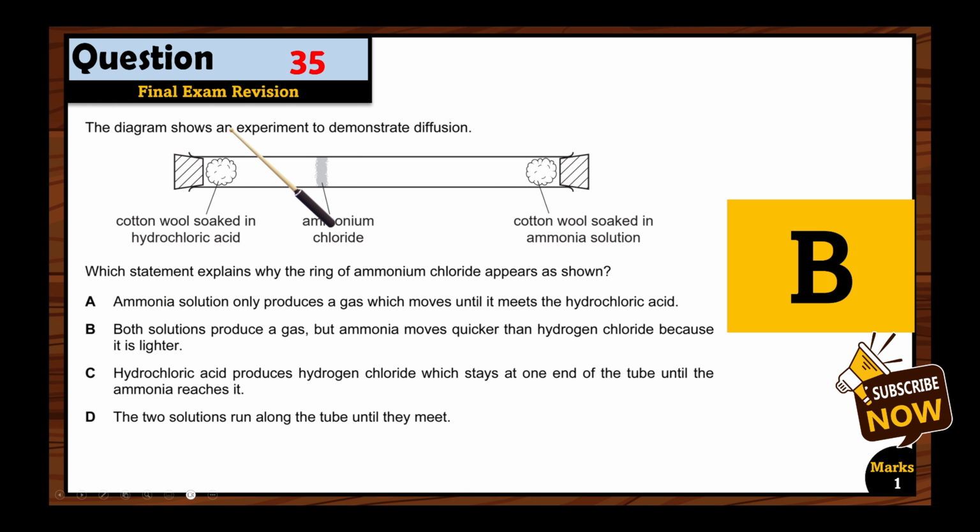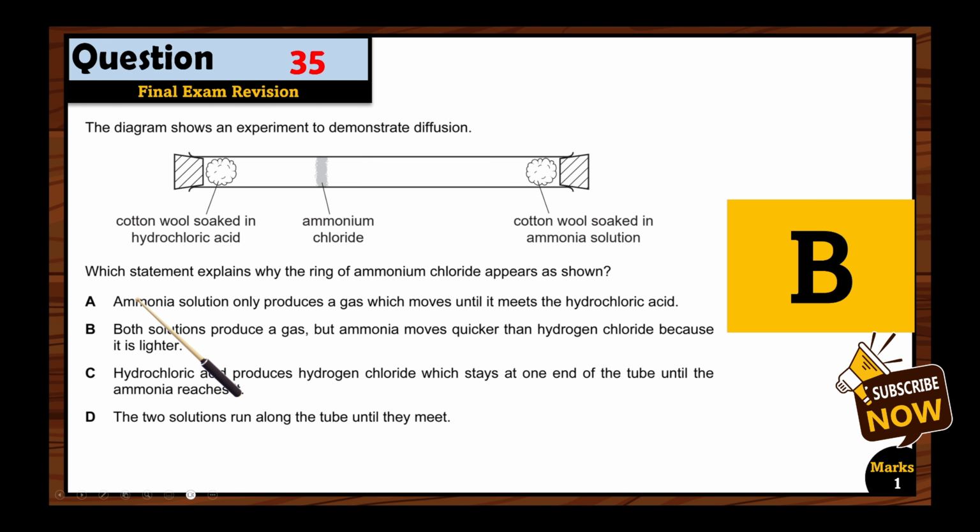Question number 35. Okay, we already get the answer, but let's see. I will explain it. The diagram shows an experiment to demonstrate diffusion, right? We can see the same ammonia and HCl. Which statement explains why the ring of ammonium chloride appears as shown here? So if you see, the ring is close to HCl, right?